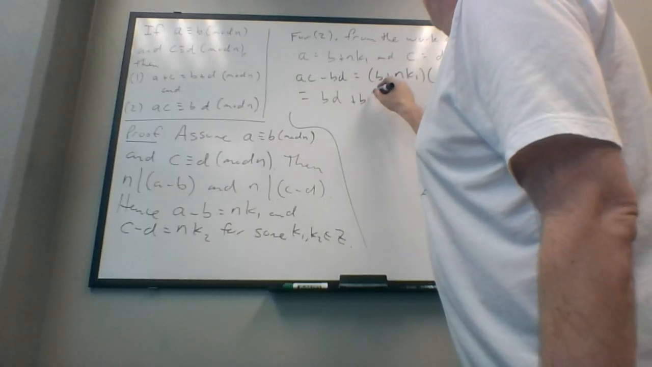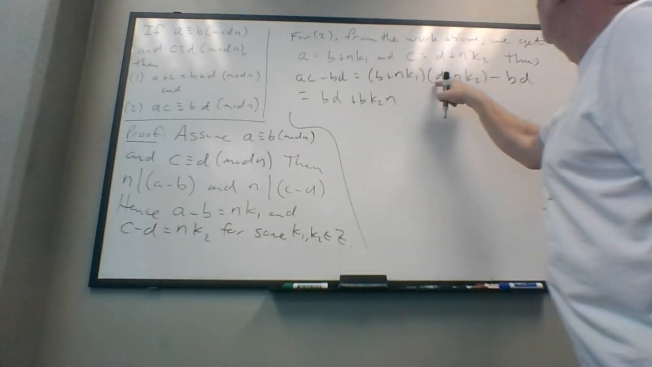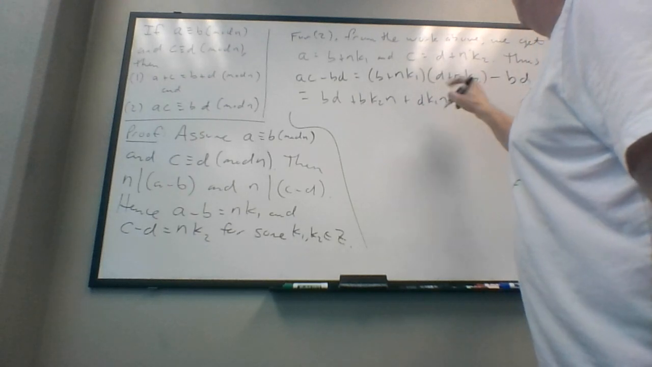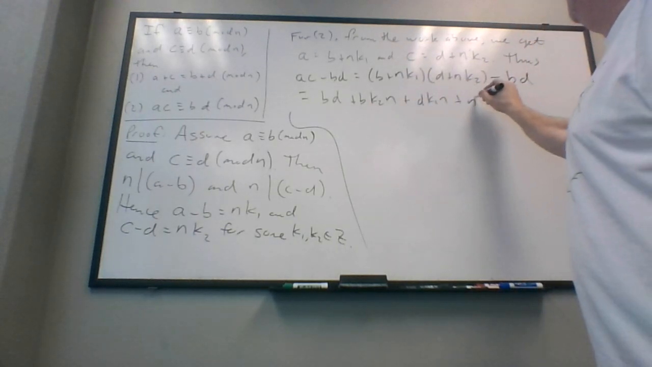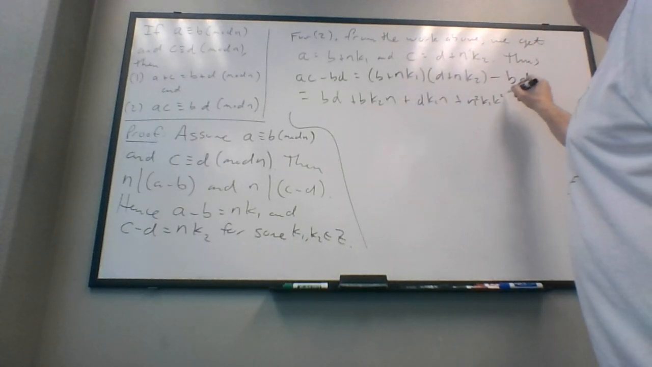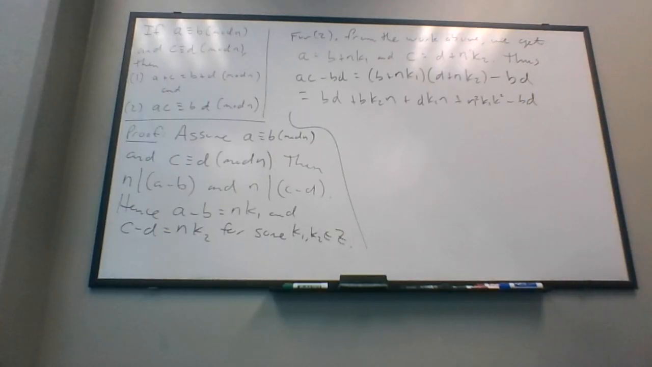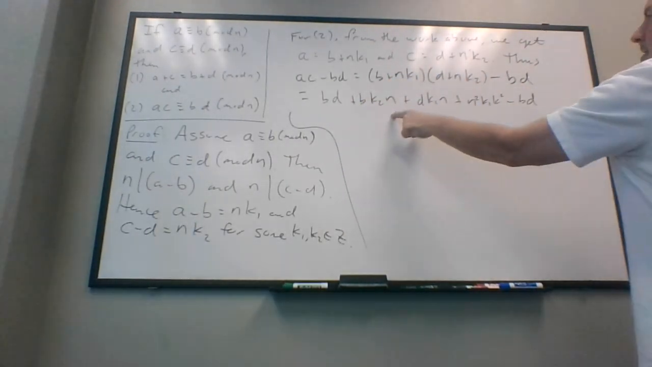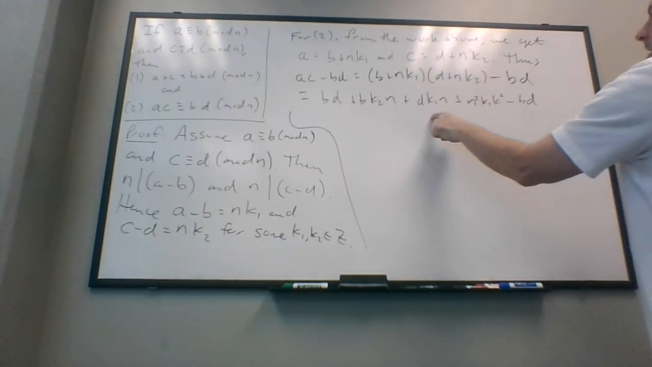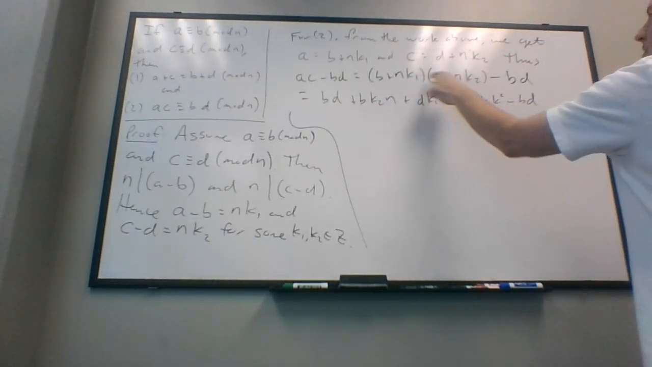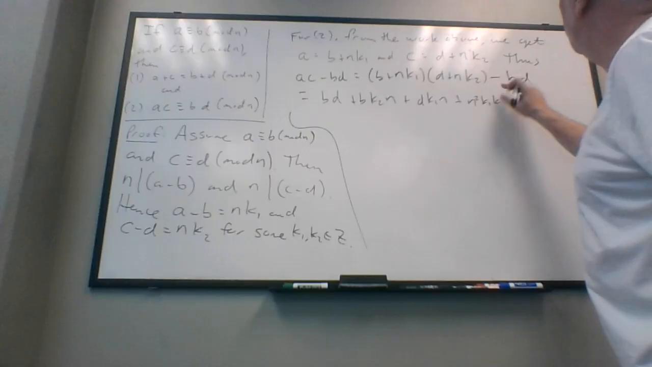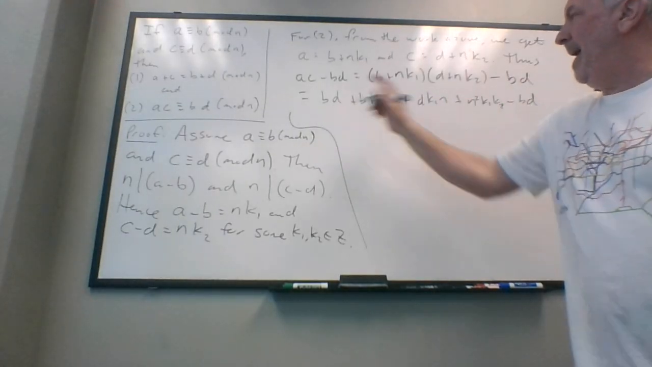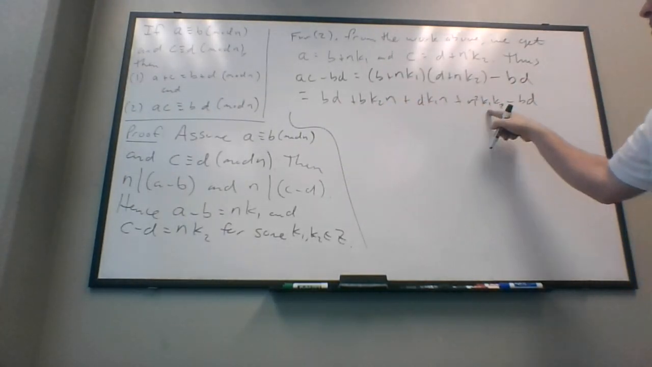plus BK2N plus DK1N plus N squared K1K2 minus BD. So BD, BK2N, DK1N, and then N squared K1K2 minus BD. And notice what happens, the BDs drop out, and every other term has an N in it.